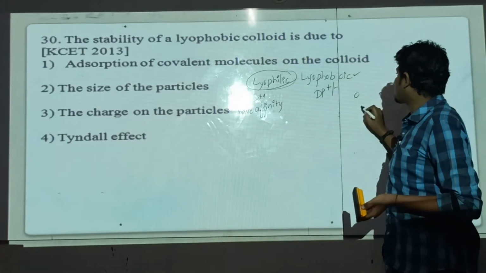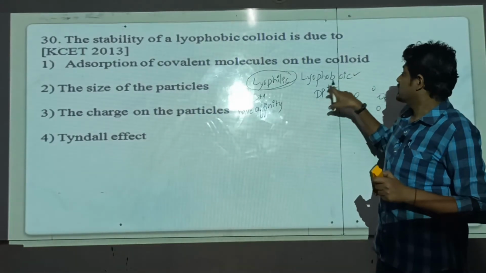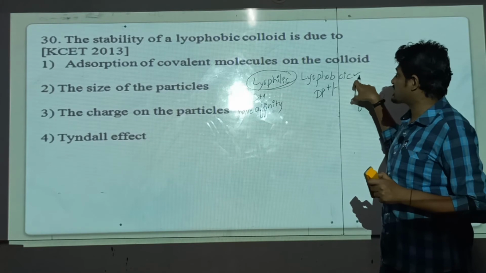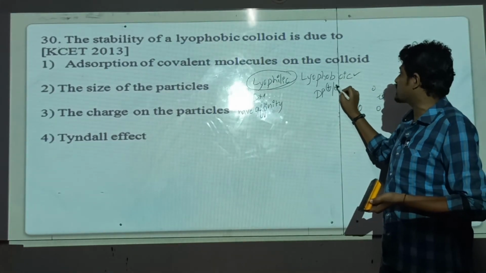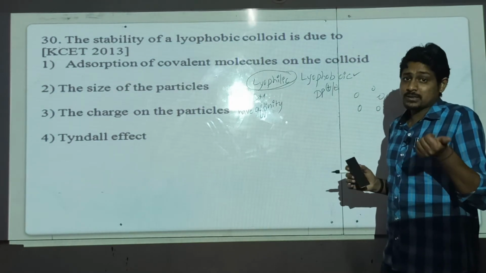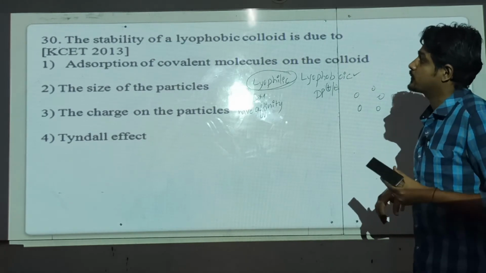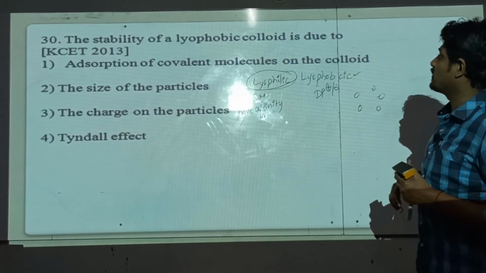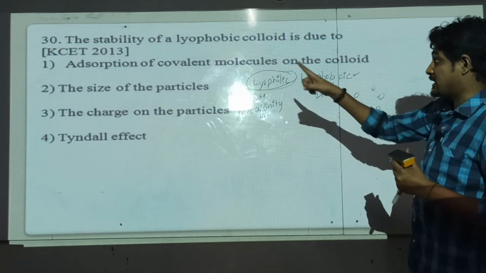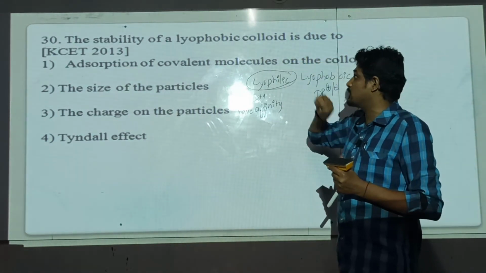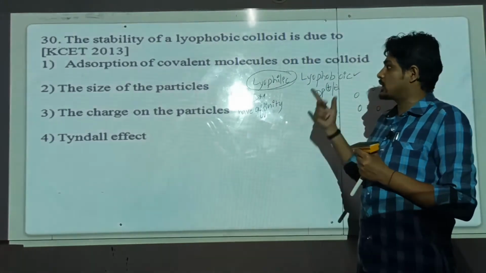each of the colloidal particles can stay away from each other, otherwise they would get coagulated, isn't it? So both the dispersed phase and dispersion medium do not have affinity, but due to the presence of charge on the dispersed phase, they are a little bit stable. Then let us look into the options. First is adsorption of covalent molecules on the colloids. No. Actually adsorption of ions should be happening. Then it would have been the correct answer. But they have said covalent molecules, which is not right.